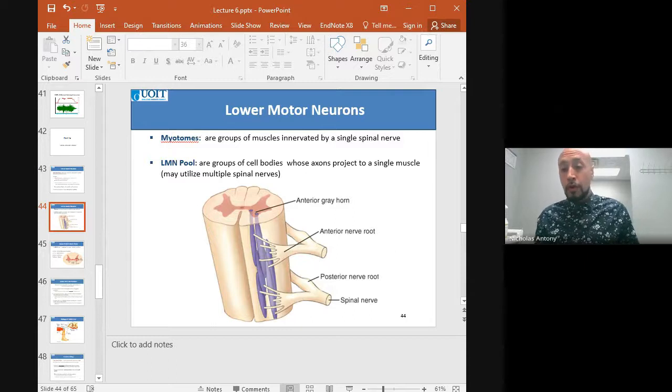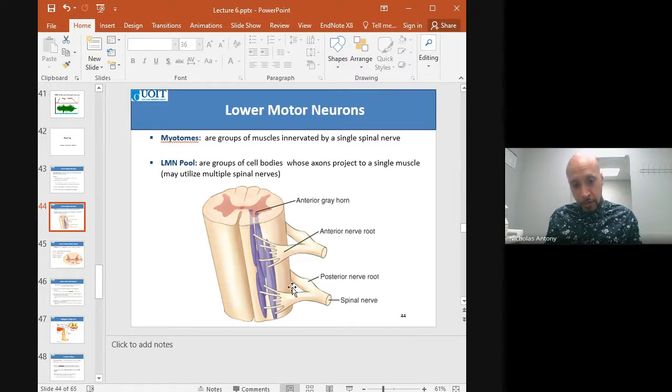The lower motor neurons are all connected. All of the lower motor neurons for a particular muscle are organized together. So let's say this is the upper limb. Here we would have pec, bicep, pec minor, serratus anterior. They're all coordinated and grouped together. So the upper motor neuron would come down and then activate the group of cell bodies, the lower motor neurons, that are ultimately going out to a particular muscle.